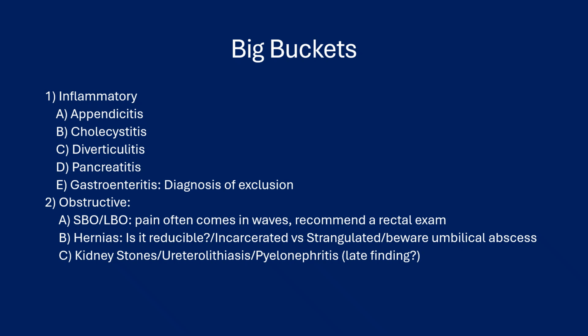Gastritis certainly can be more generalized symptoms. They're probably going to give you a history of vomiting and diarrhea. For me, that is a diagnosis of exclusion after I've excluded more serious causes of their abdominal pain. Obstructive causes: small bowel obstruction or large bowel obstruction. With these people, I've often seen that their pain tends to come in waves. Certainly recommend a rectal exam with those patients. I generally do a rectal exam with all abdominal pain patients.